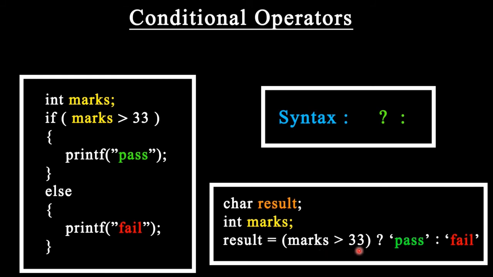So this tells us that this is the first condition. So if marks is greater than 33, then after the question mark, it will print pass. Otherwise, it will print fail. So this colon here represents the else block, and this question mark represents the if block. And this expression 1 here represents our condition. So this means that if marks is greater than 33, then it will print pass, same as here.